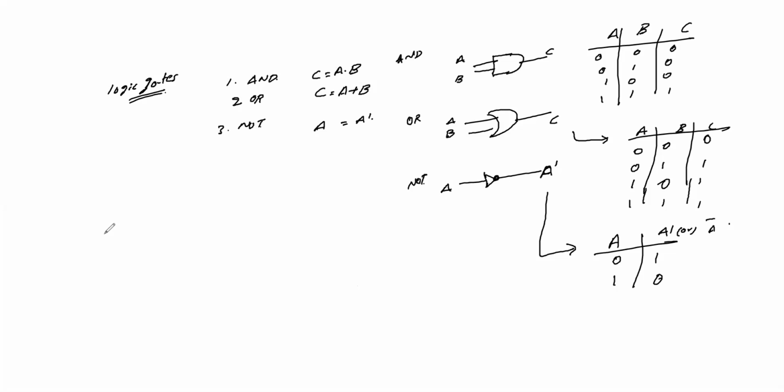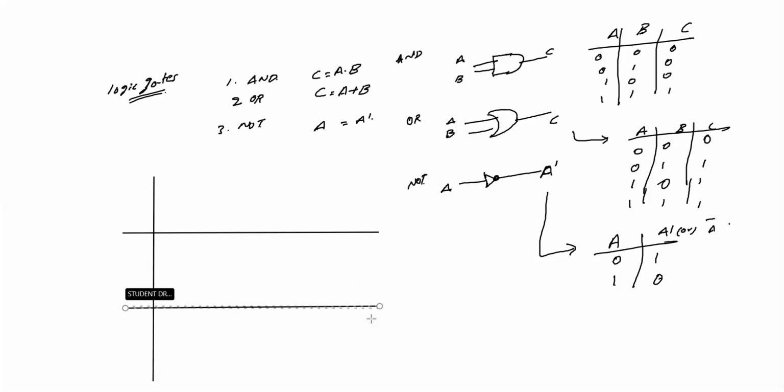Let's see the waveforms better. For these waveforms, I'll take the inputs. I'll take the lines like this. I'll write A here, and this is your B, and this is your C. So there are two inputs and one output, A and B and C.